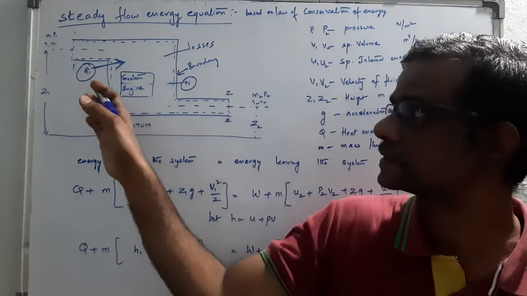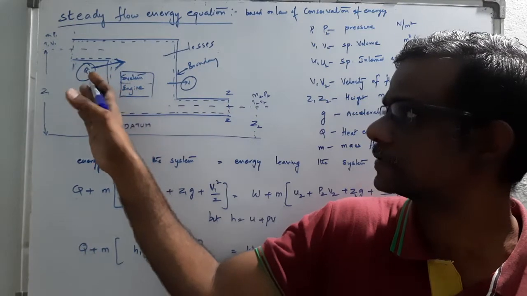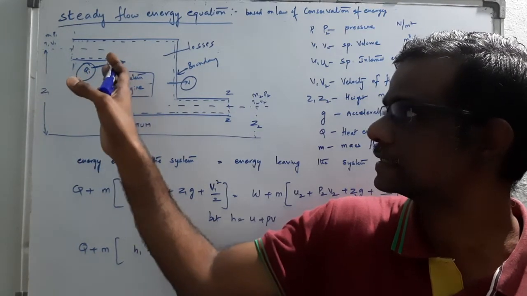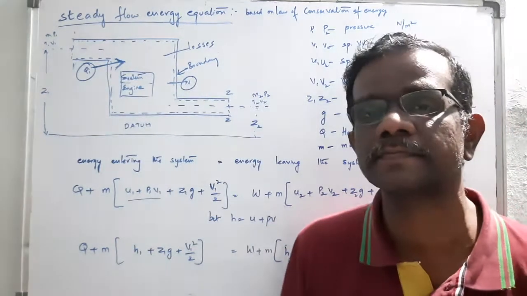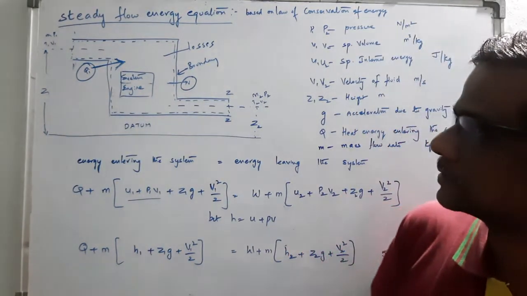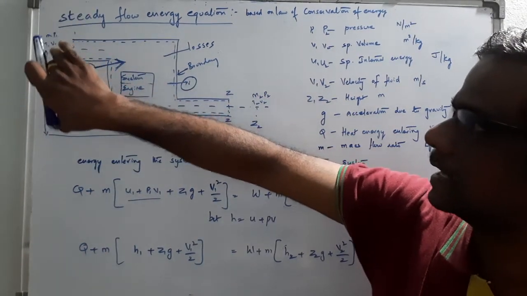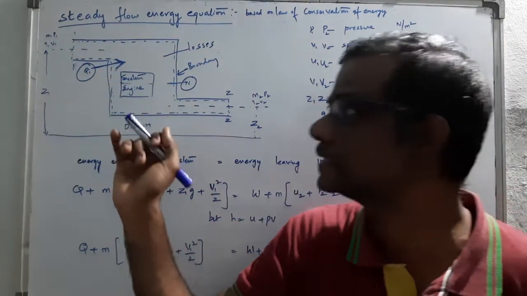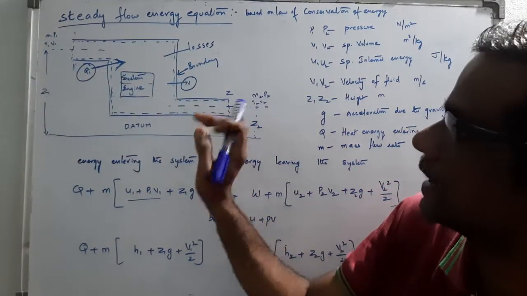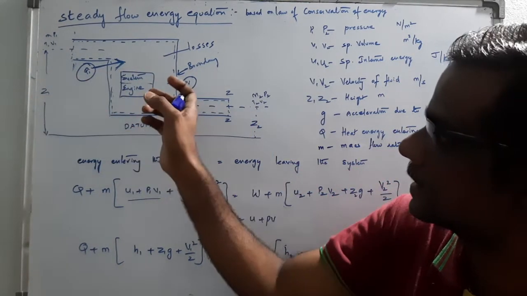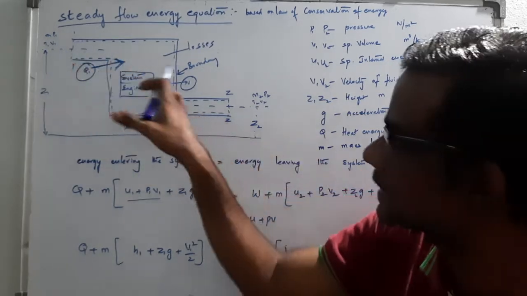At the same time, the energy transformation must be uniform. Here heat energy is supplied to the system and it leaves as work. The energy transaction must be uniform. Based on this, I am taking certain parameters to derive the steady flow energy equation. Z1, Z2 are the datum levels of height. Q is heat and W is work. So energy enters the system as heat and leaves as work.